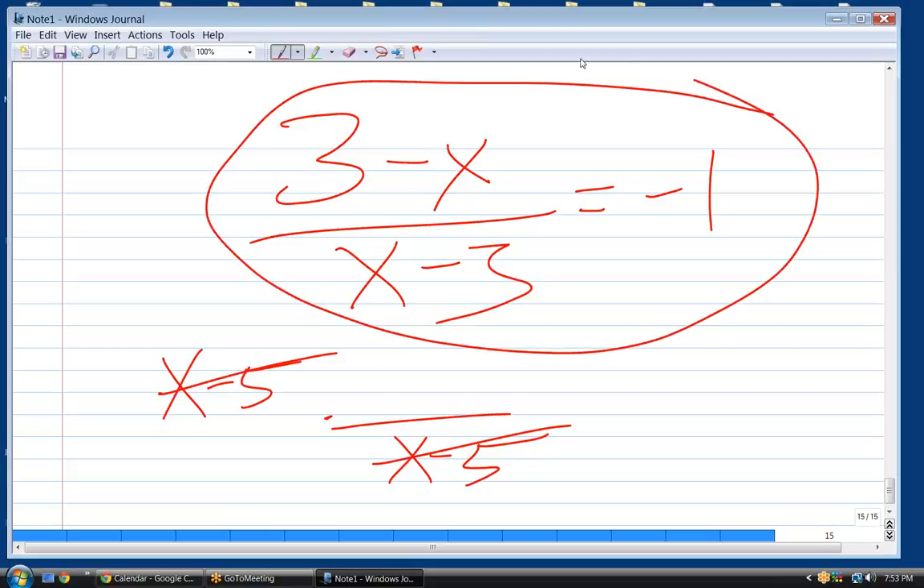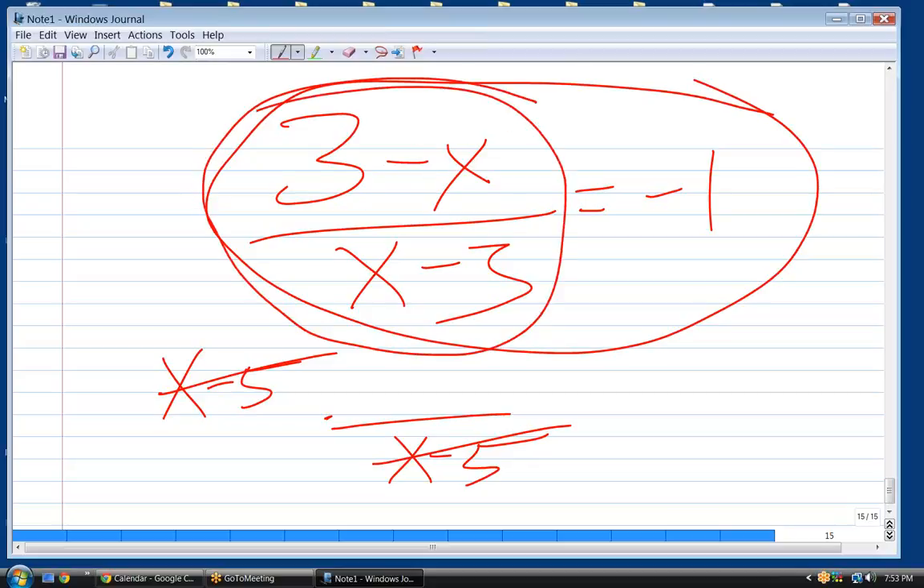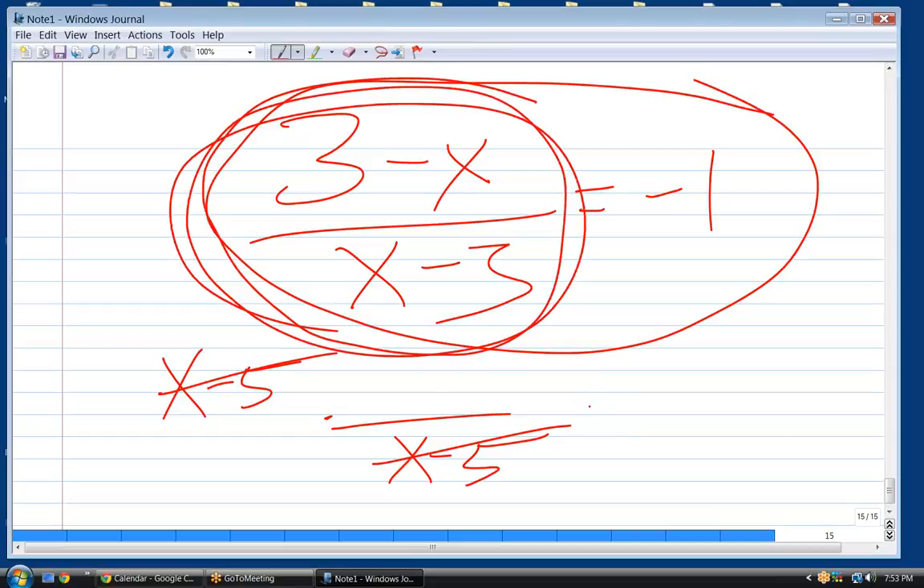If you have a minus b divided by b minus a, that's always negative 1. So if you ever see that and you're simplifying it, know that that's negative 1. Same thing as x minus y over y minus x. That's also negative 1.